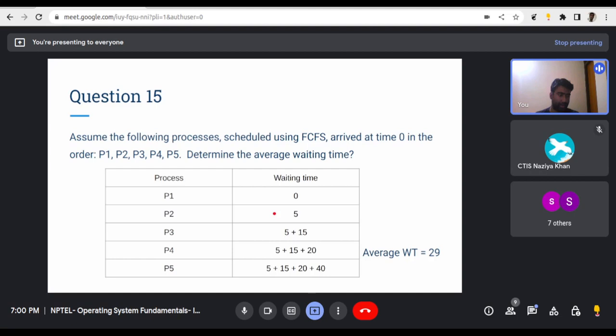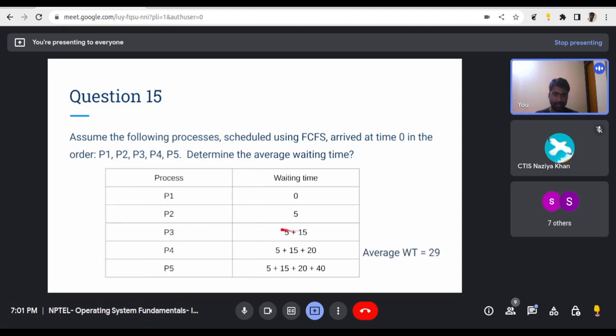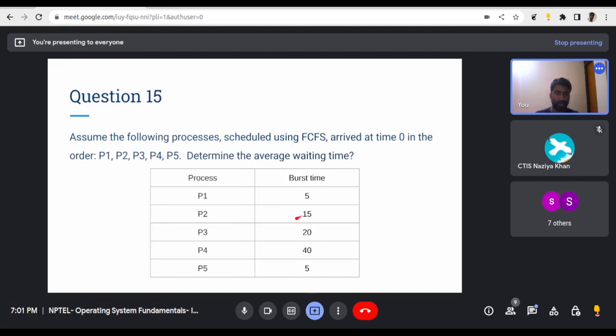Then the process P2 will execute for 15 seconds, so the process P3 has to wait for 5 plus 15, which sums up to 20. Then P3 gets the CPU and executes for 20 times, so the process P4 has to wait for 5 plus 15 plus 20, that sums up to 40.